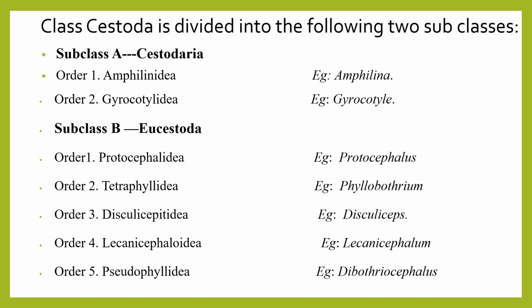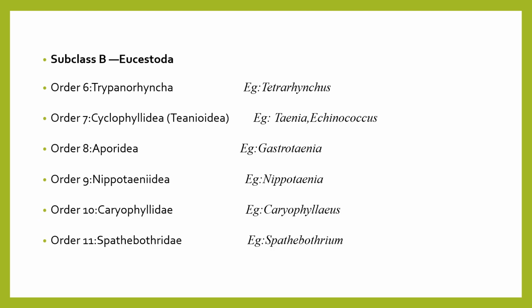Order 3 Diphyllidea, example Echinobothrium; order 4 Lecanicephalidea, example Lecanicephalum; order 5 Pseudophyllidea, example Dibothriocephalus. And order 6 of subclass Eucestoda, Trypanorhyncha, example Tetrarhynchus; order 7 Cyclophyllidea, example Taenia and Echinococcus; order 8 Aporidea, example Gastrotaenia; order 9 Nippotaeniidea, example Nippotaenia; order 10 Caryophyllidea, example Caryophyllaeus; and order 11 Spathebothriidea, Spathebothrium is the example for this.